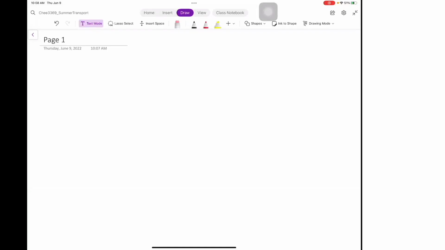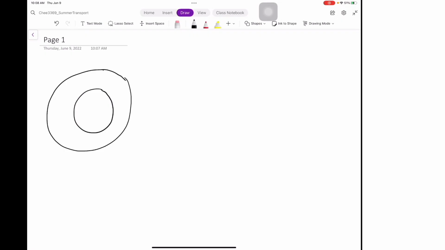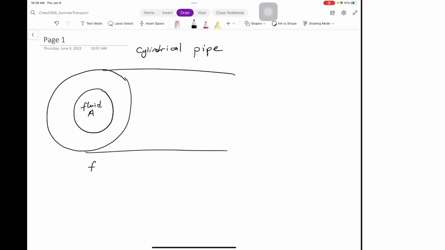Okay, so let's imagine that you have a cylinder. Okay. Cylindrical pipe. Okay. Let's analyze the heat transfer happening through this pipe, which has contact with fluid A in the middle and fluid B surrounding it. Okay.